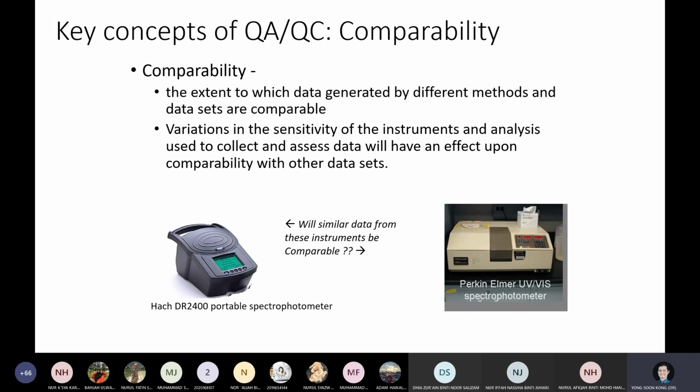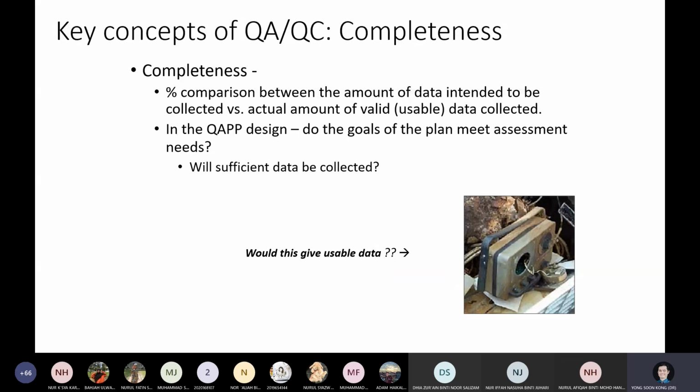They are essentially the same, only one portable and one desktop. But of course, the UV-Vis spectrophotometer is said to be the more accurate one. Yeah. And then what is completeness?